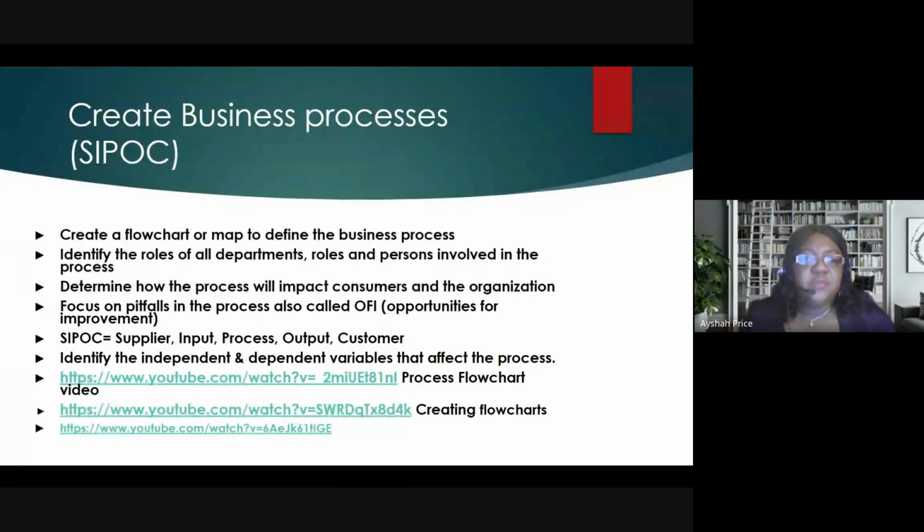Okay. And then when you're looking at that, you ask, what are the different variables that affect the process? So you have independent and dependent variables. What are the things that happen on a regular basis that are affecting the process? What is the process relying on? Those are your dependent variables. Sometimes, okay, so those are like an independent variable, because that's something that just doesn't happen all the time.